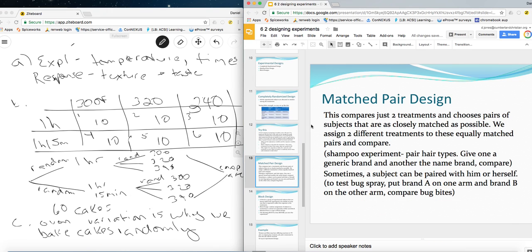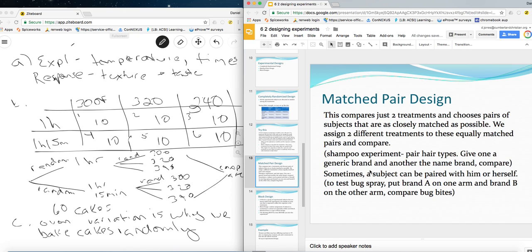A matched pair design compares 2 treatments and chooses a pair of subjects that are as closely matched as possible. We assign 2 different treatments to these equally matched groups and we compare. An example could be if I wanted to test if a shampoo is great for a certain type of hair. Now, I could wash my hair with a shampoo day 1, and then day 2 wash my hair with another shampoo, and then day 3 do my hair with another shampoo. But maybe the effects of day 1 shampoo are starting to come out on day 3, or there's a whole bunch that could go on.